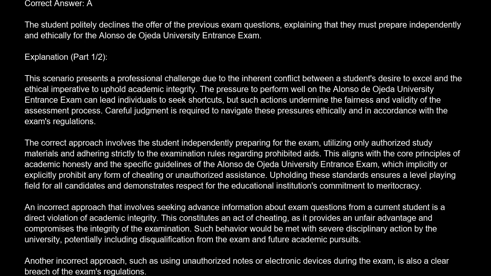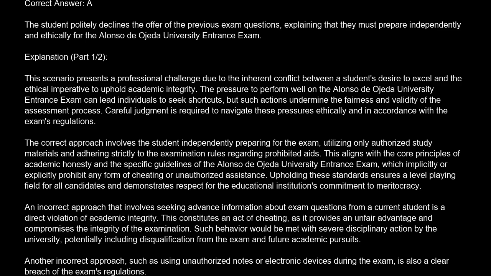This aligns with the core principles of academic honesty and the specific guidelines of the Alonso de Ojeda University entrance exam, which implicitly or explicitly prohibit any form of cheating or unauthorized assistance. Upholding these standards ensures a level playing field for all candidates and demonstrates respect for the educational institution's commitment to meritocracy. An incorrect approach that involves seeking advance information about exam questions from a current student is a direct violation of academic integrity.